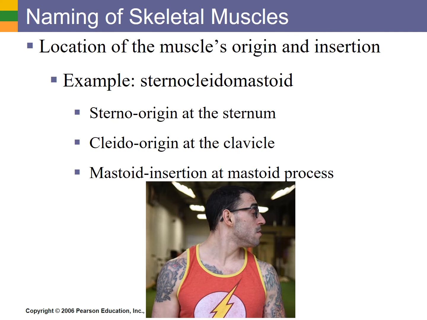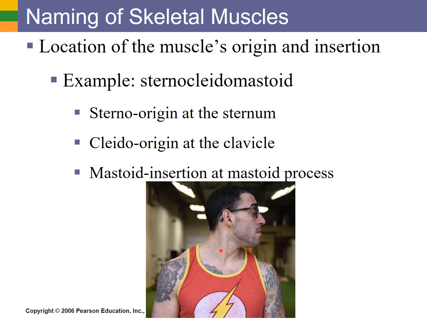In some cases, muscles are named for their origins and insertions, such as the situation with the sternocleidomastoid muscle. Now, if we break sternocleidomastoid down, sterno refers to its origin, which is the sternum. Cleido refers also to its origin, which is the medial portion of the clavicle, and mastoid refers to its insertion. So the sternocleidomastoid is this muscle here.